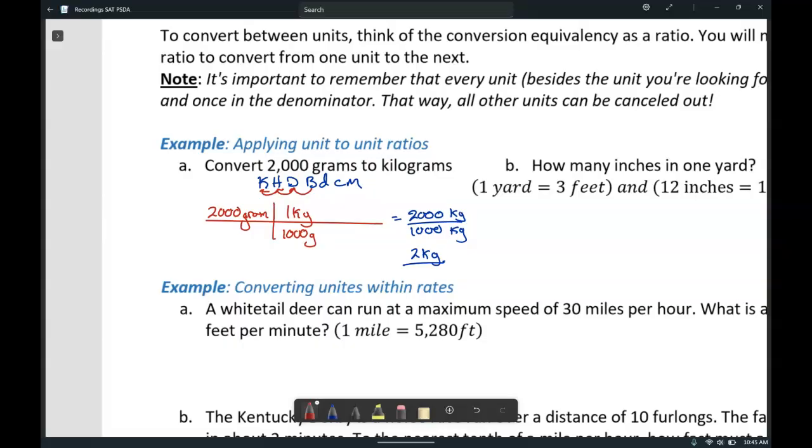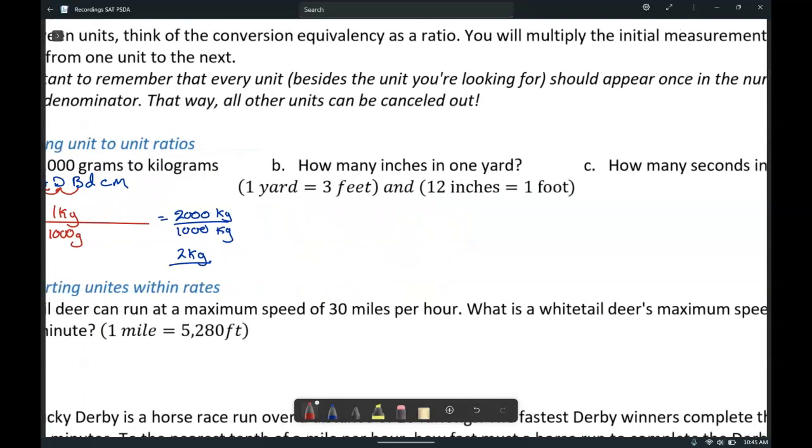Now let's take a look at how many inches are in 1 yard. Because this isn't the basic metric system, they've given us the conversion. So we start with the 1 yard, and then we want to convert all the way down from our larger unit to our smaller unit. They've given us this conversion that 1 yard is equivalent to 3 feet. So the yards have to be on opposite sides so they cancel. And then we'll continue from there.